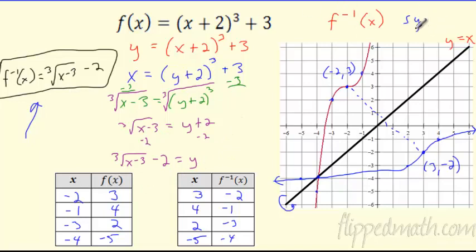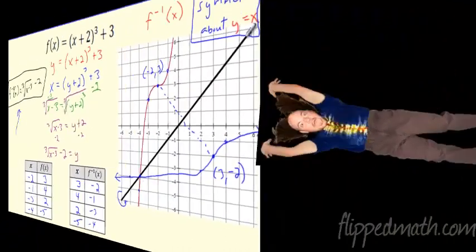So we're looking at, we've got symmetric about y equals x. That's our rule for graphing inverses. Awesome, moving on.